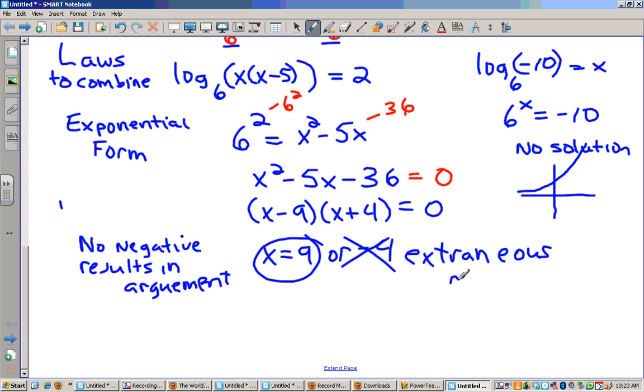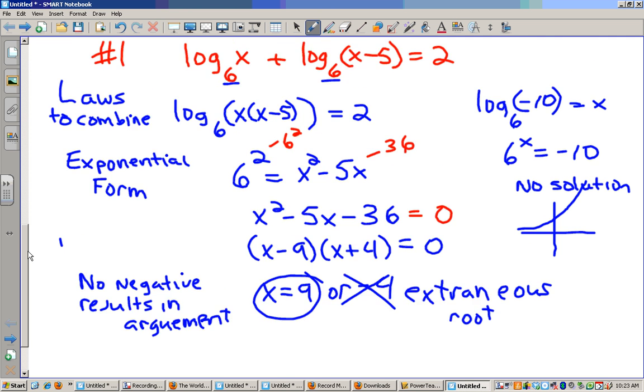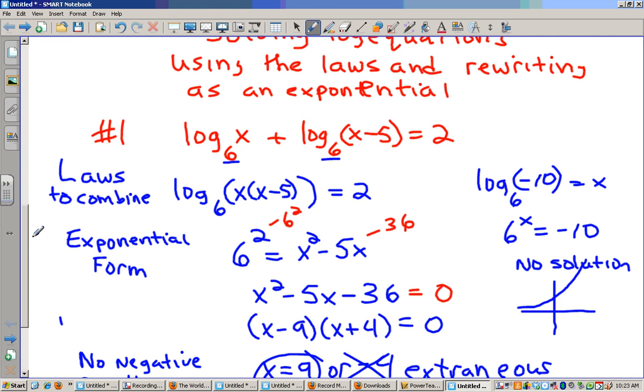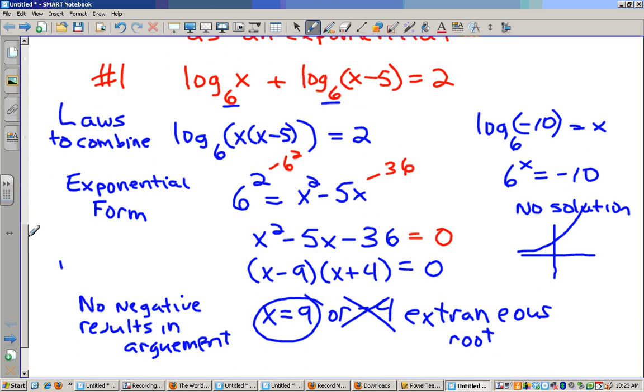So x equals 9 is our only solution. And you can see, because when I put 9 in, I'm okay, right? I have a positive value here. I'd have a 9 here, and here I'd have a 9 take away 5, which is 4. That's fine. So you have to check it back into the original. Good? So a pretty simple process, really, right?